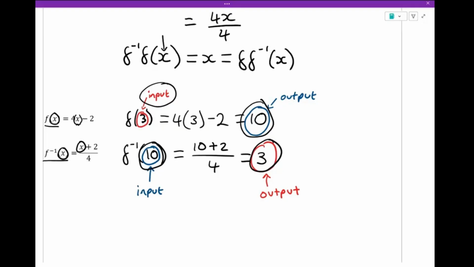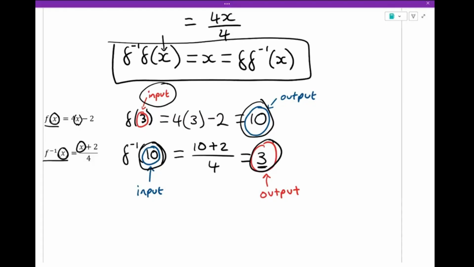And as you can see, the function is undone by the inverse, so we've just ended up with 3 again, which supports this statement up here. The idea: if we substitute an x value into f of x, and then substitute the result into our inverse, then we're just going to end up with our initial x value. So that's what an inverse function is.